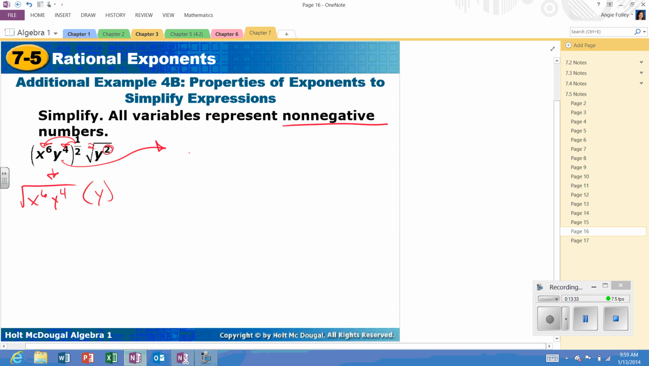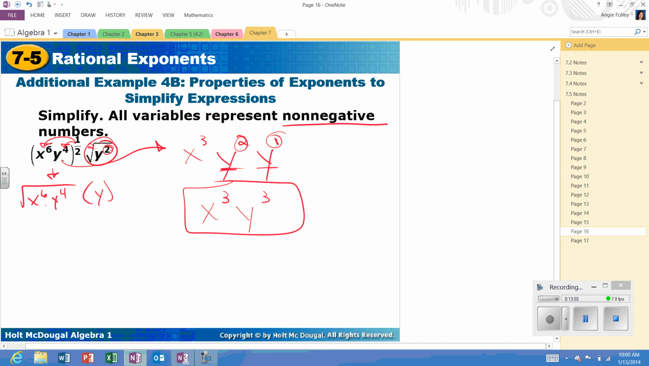So x to the 6th times 1/2. 1/2 of 6 is 3. And then 1/2 of 4 is 2. And then this still becomes y. So we have x to the 3rd, y to the 2nd, and then remember it's an implied 1 here. And since these are the same base, we can add those exponents, so we get x to the 3rd, y to the 3rd. If you did it this way, you could split it up, but then things will get a little messy.